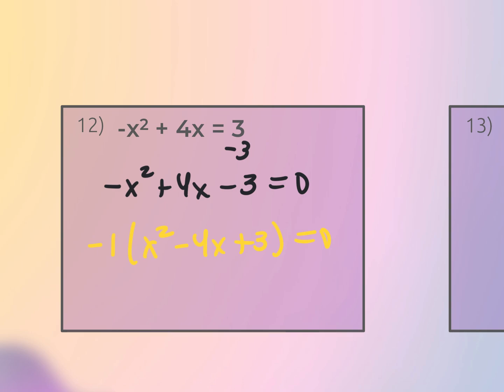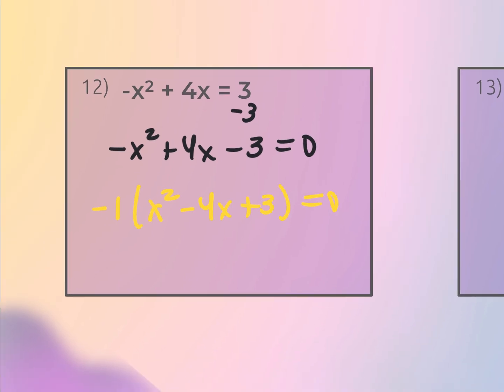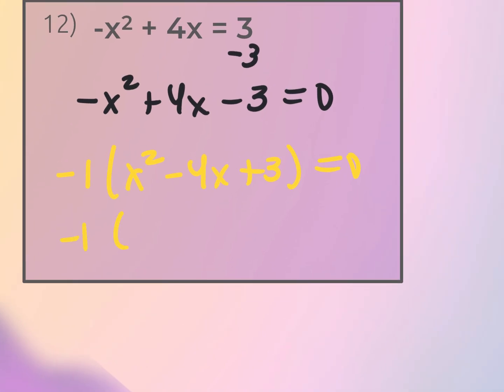We could just move to the other side. Yeah, if you move it to the other side, you got to make sure you get your signs right. Right, so if you kept 3 where it was, and you moved negative x squared over, it becomes what? Positive. Positive 4 becomes negative. So that's fine. You can do it that way too. So when we go ahead and solve, watch what happens here, guys. What are the factors of 3 that multiply to give me a positive 3 but add to give me a negative 4? Negative 1 and negative 3.